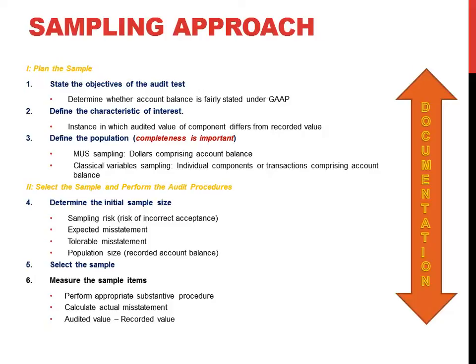Same thing, you have to determine what your initial sample size is. Remember what our criteria are: sampling risk, the risk of incorrect acceptance, your expected misstatement, your tolerable misstatement, which you determined when you determined materiality, planning materiality, and then select the population size, recorded account balance. Select the sample and measure. And in our case, the substantive procedure that we were performing with the accounts receivable is to confirm accounts receivable.